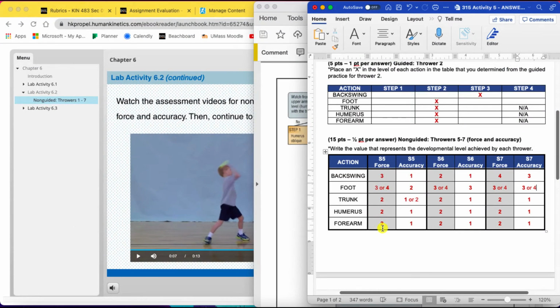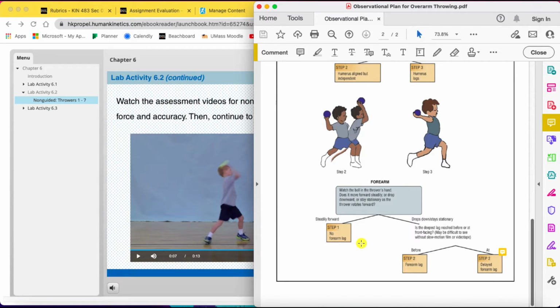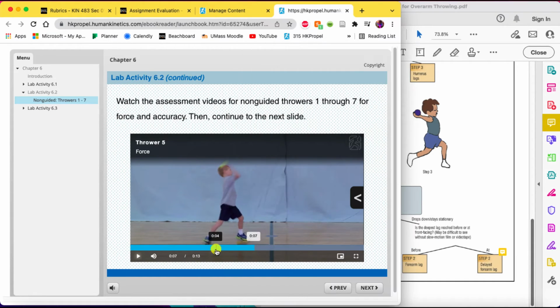The forearm action was also classified as a step 2. And for forearm, we still use the front facing as the major landmark in the throw. What we're looking at is where is the deepest lag of the forearm. So when we look at this video, the deepest lag is the lowest point.